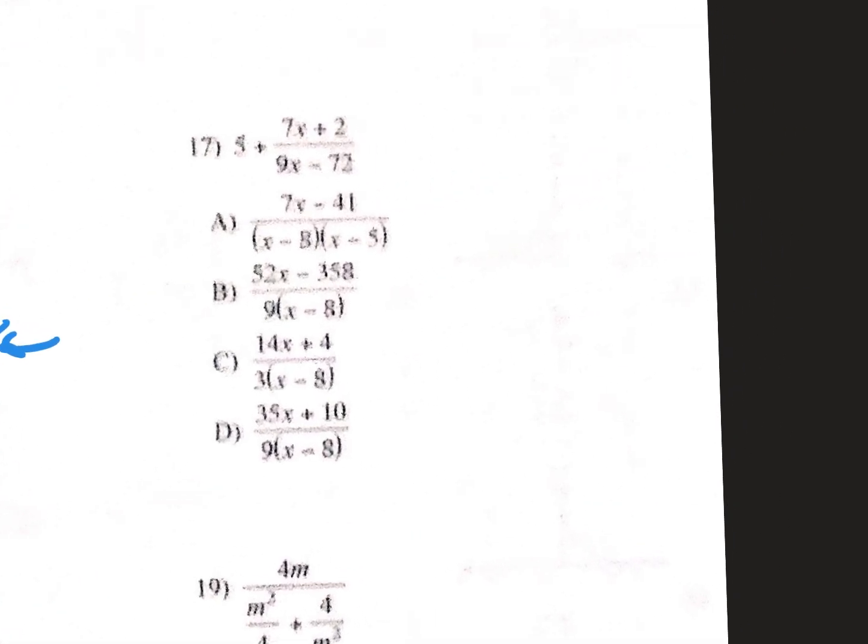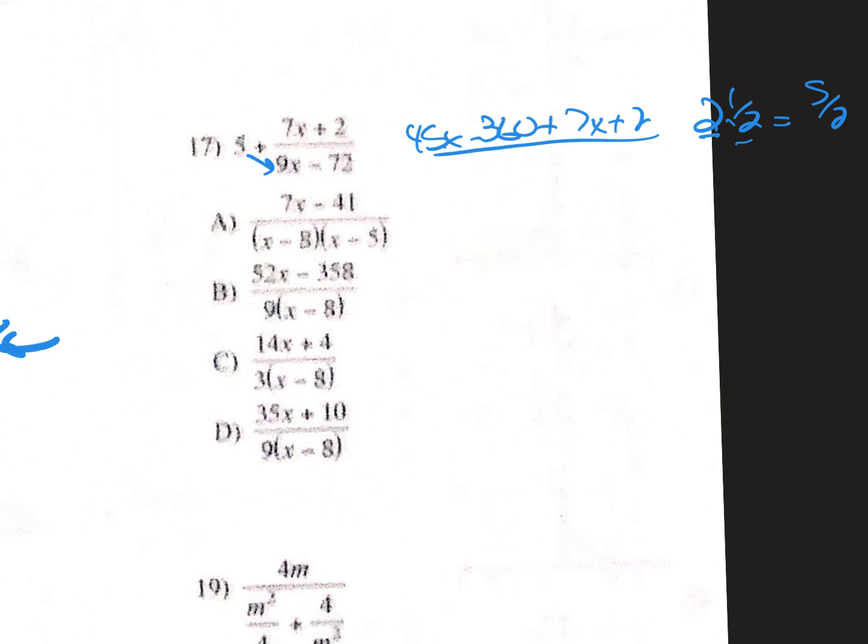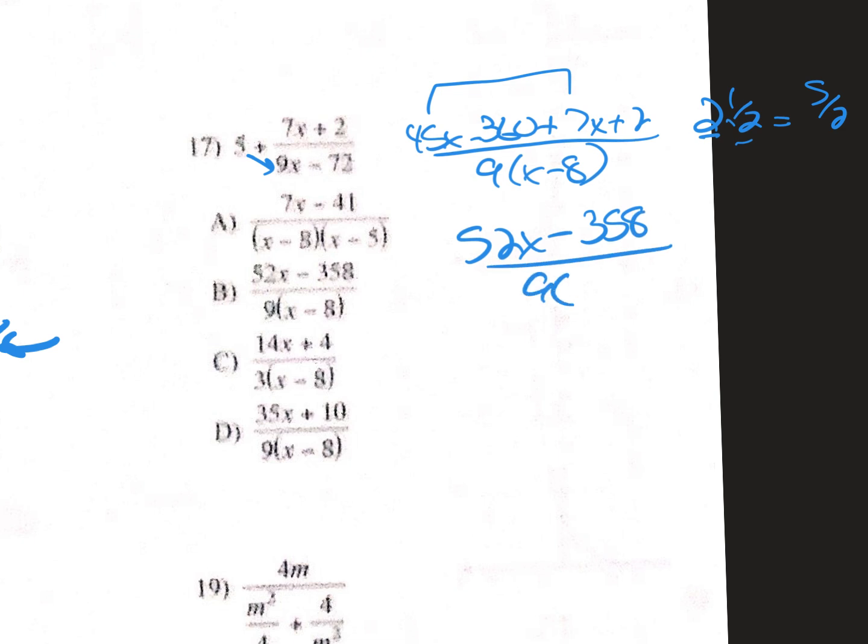Number 17, adding fractions together. Now, there are two ways you can do this. Really, that's a mixed number. Think about when you learned how to turn 2.5, a whole number and a fraction, into a fraction: you did 2 times 2 plus 1 is 5, so it's really 5 halves. So I'm going to do that. I'm going to do 5 times the bottom, which is 45x minus, let's see, 5 times 72, 360, plus the top, which is 7x plus 2, and that's all over 9. I'm going to go ahead and factor that, 9 times x minus 8. That's the quickest way to go. I'm going to add the stuff I can on the numerator. That'll be 52x minus 358 all over this, which looks like it is B.